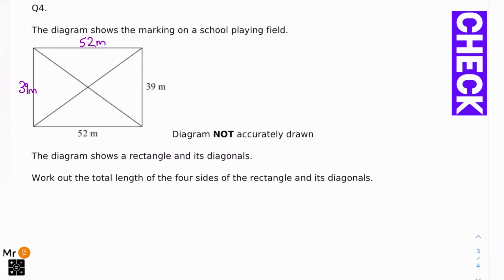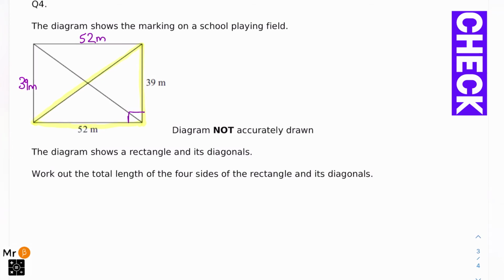However, it also wants you to work out the length of its diagonals. And we've got 2 of these diagonals. These diagonals are equal in length. So if we can work out the length of one diagonal, we know that we can double it to get the lengths of both diagonals.